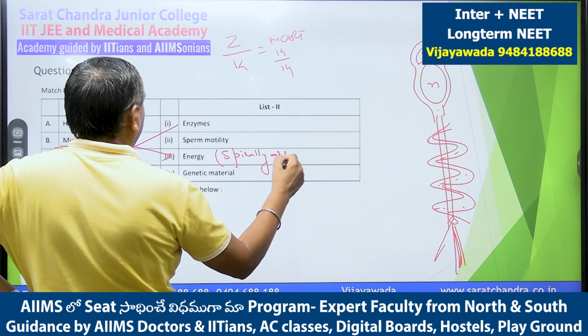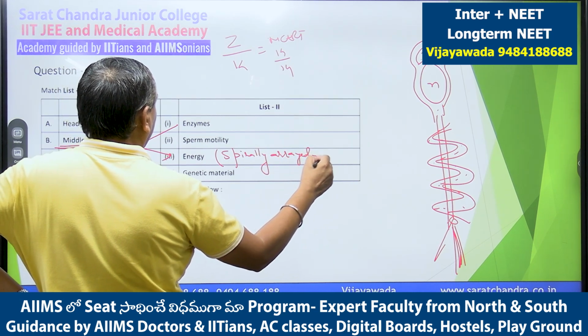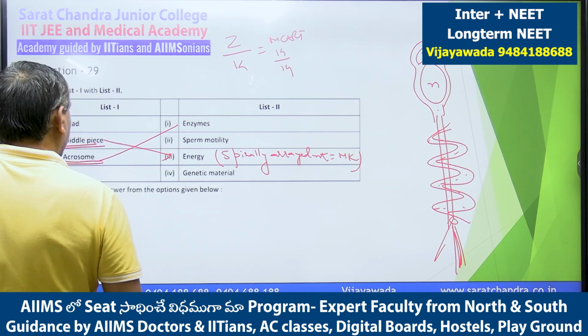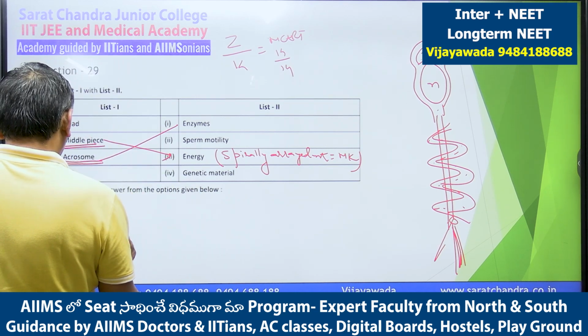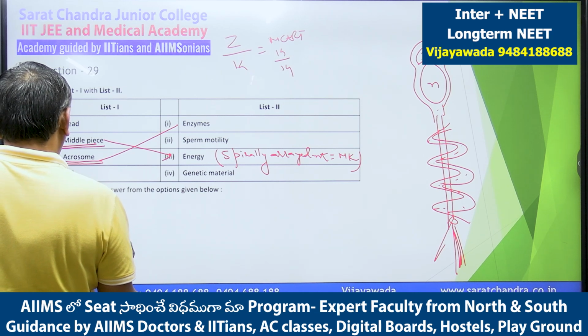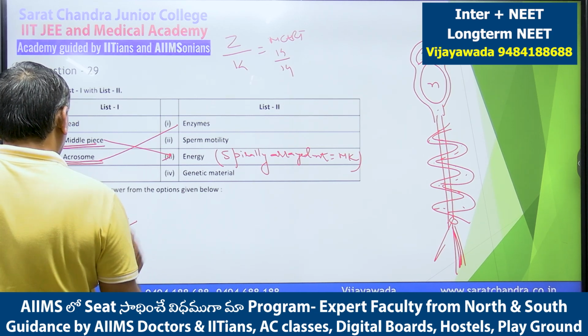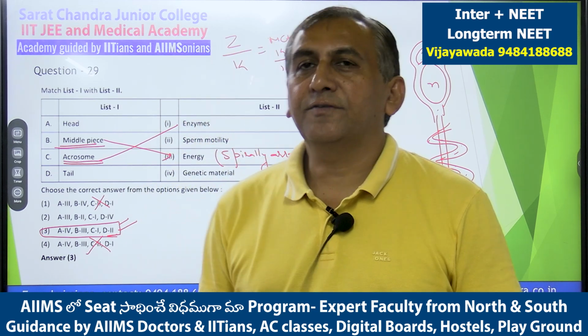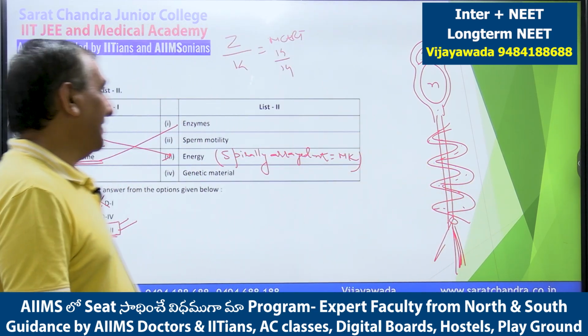Spirally arranged mitochondria known as the Nebenkern. So B is a 3. Only in one option is it a 3. How much time did we save? 50%. Law of conservation of time. Our heading we have to follow.